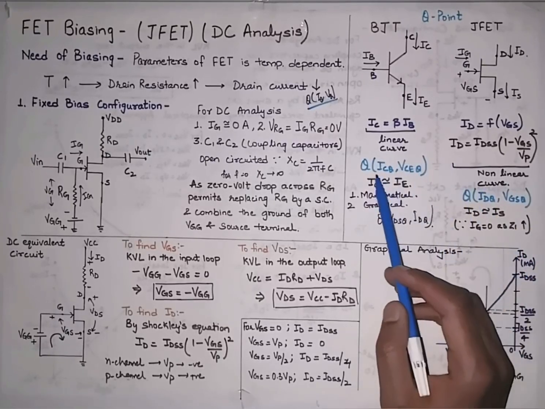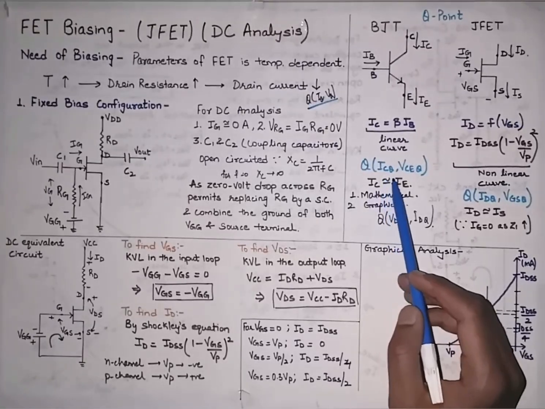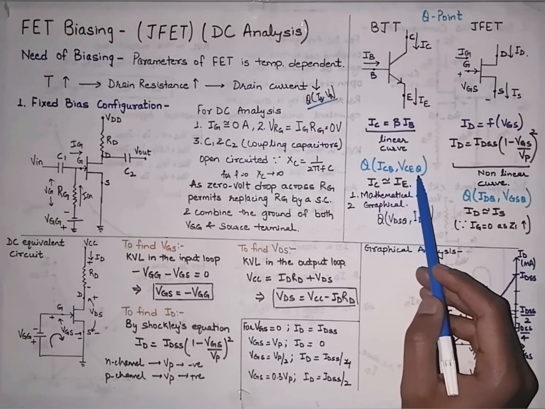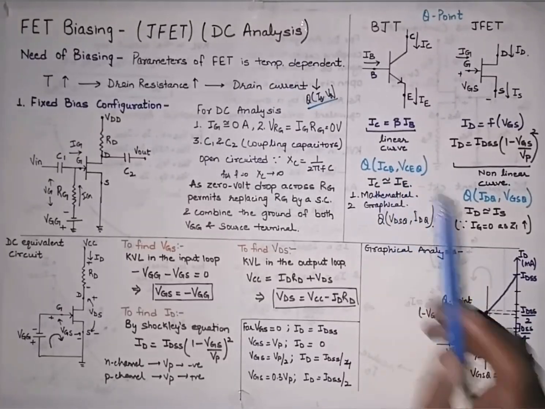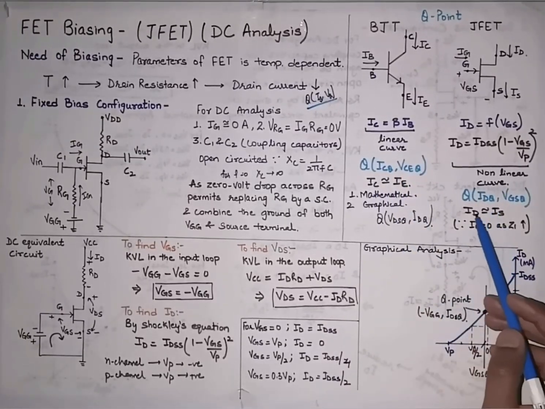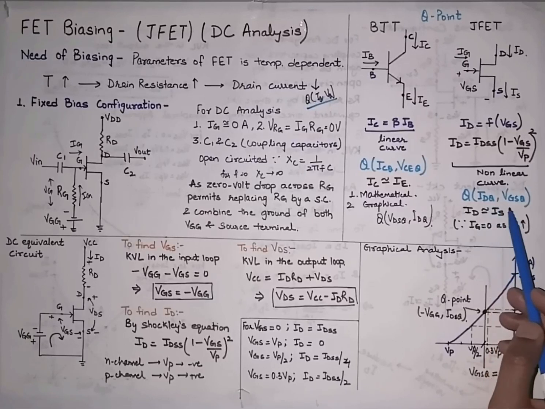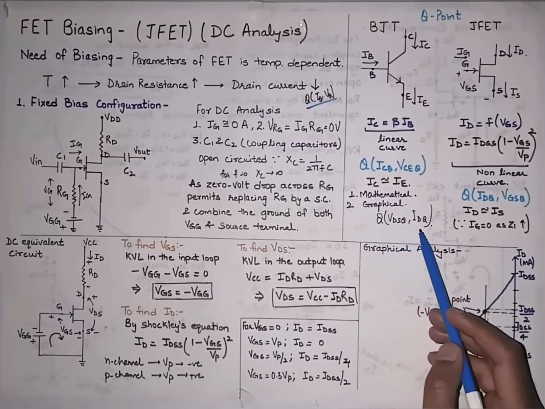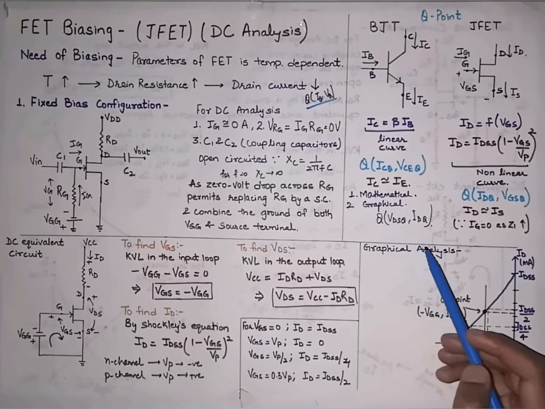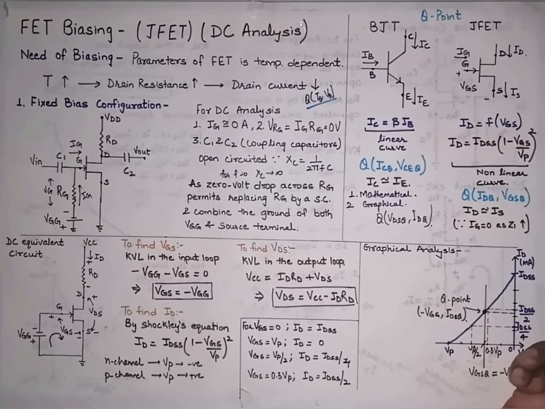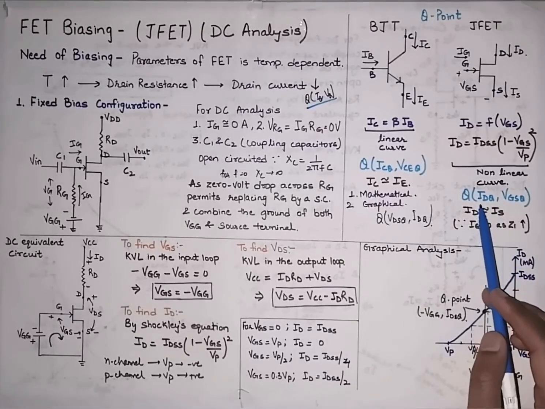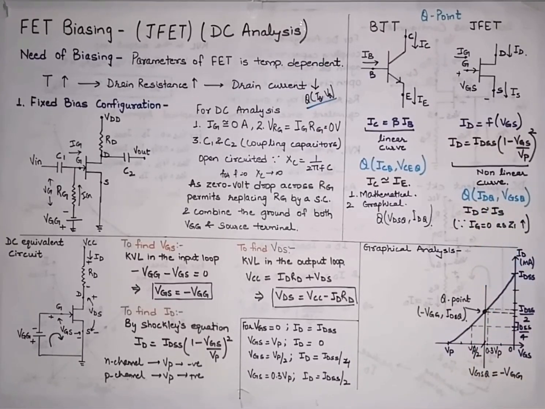In the case of BJT, the Q point was defined as IC and VCE, where ICQ and VCEQ are the values of IC and VCE at point Q. Whereas in the case of JFET, we mostly use IDQ and VGSQ. We can also use VDSQ and IDQ, but for that we will have a different curve. But using the ID and the VGS curve, we can find the value of the Q point using these two values.